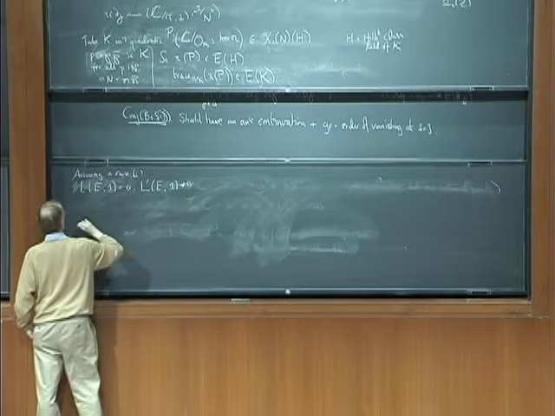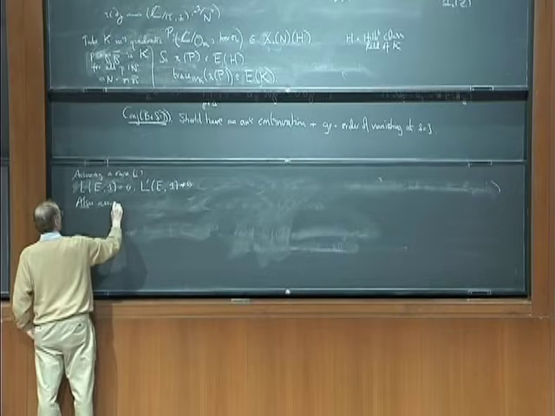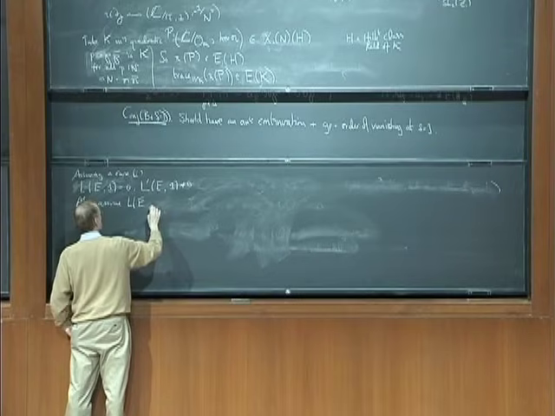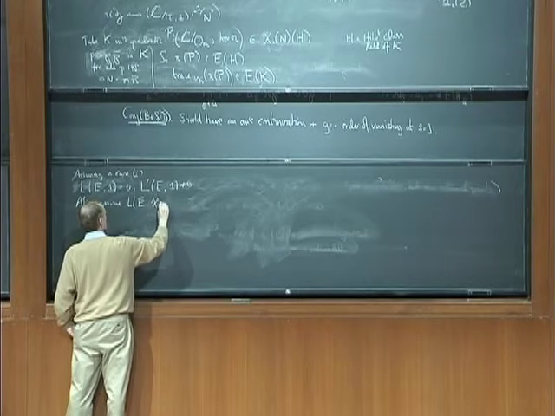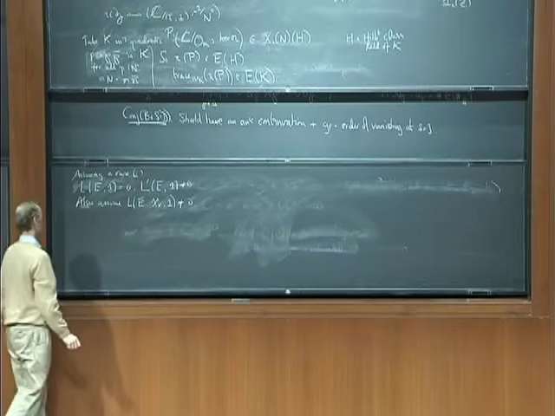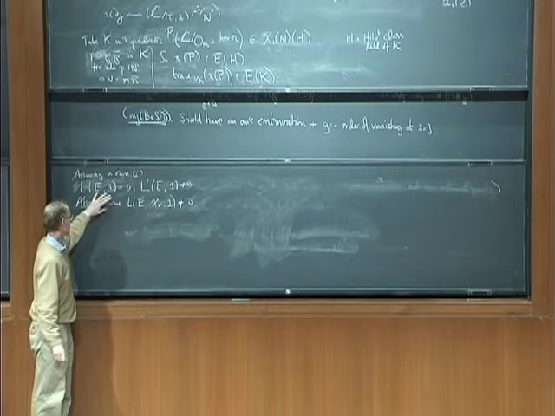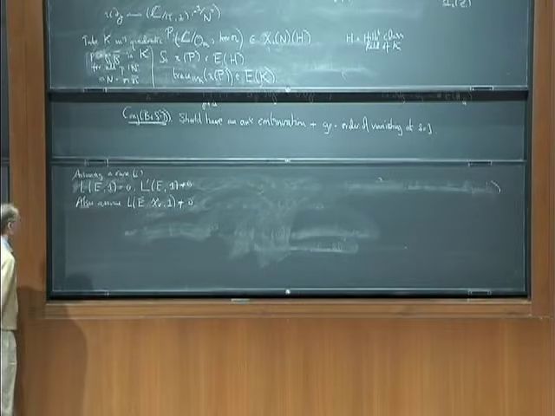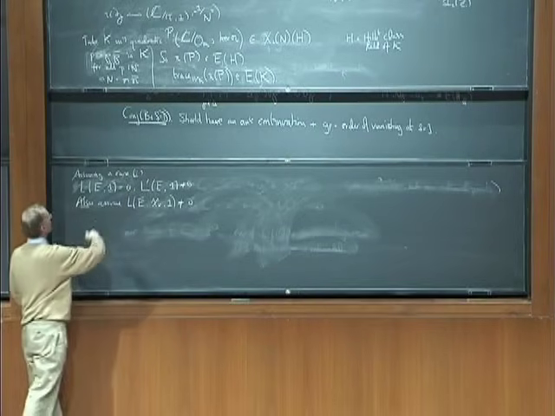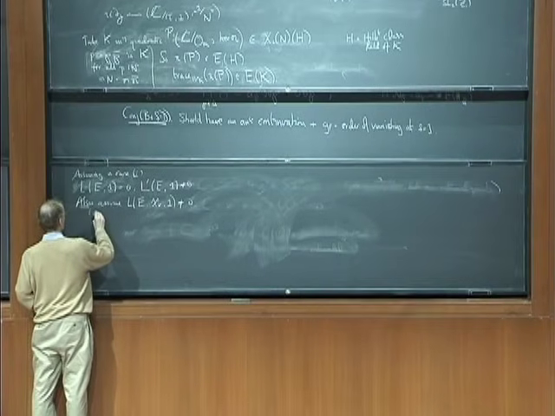You also have to assume that the L series of E twisted by the character corresponding to K is non-zero. In other words, that the L series over K, rather than just over Q, vanishes to the first order also. So the existence of such Ks, also with the splitting conditions, is a theorem of Wiles-Bourget. So such a K exists.